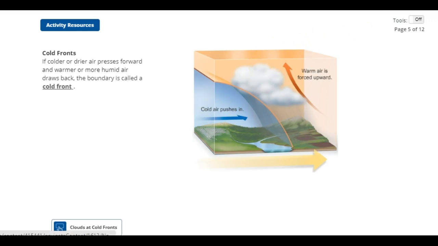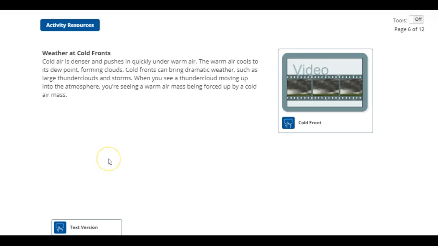And that is going to cause some extreme weather. This is where we're going to get our storms. Cold air is denser, pushes in quickly under that warm air. That warm air cools to its dew point, forming clouds. Cold fronts bring dramatic weather, like your thunderstorms.